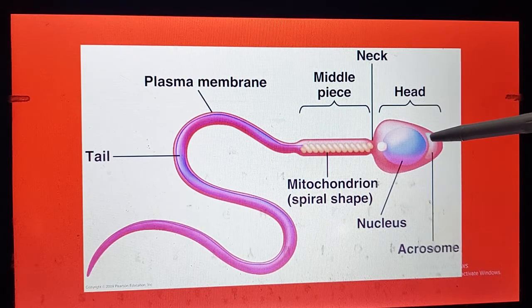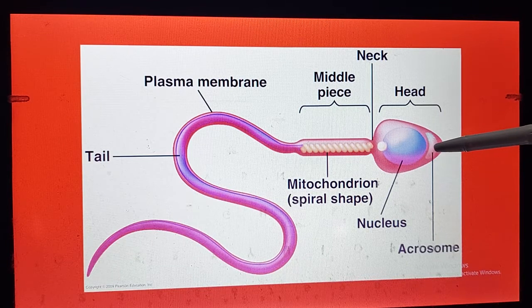This acrosomal region is also known as the acrosomal cap, and this consists of the acrosome. Mostly students ask, what is acrosome? Acrosome is the product of the Golgi bodies, and polysaccharides are also present here. And this acrosome consists of important enzymes which help in the penetration of the sperm into the egg during fertilization.